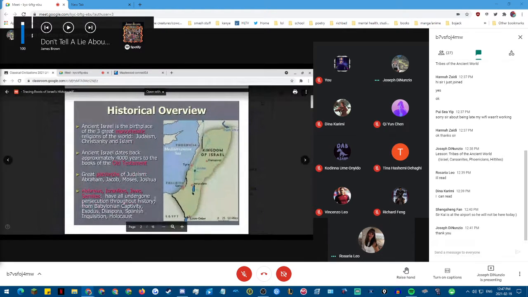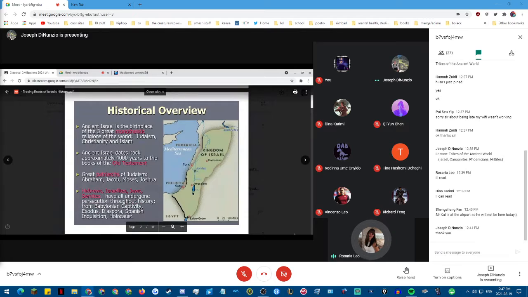Historical overview. Ancient Israel is the birthplace of the three great monotheistic religions of the world: Judaism, Christianity, and Islam. Ancient Israel dates back approximately 4,000 years to the books of the Old Testament. Great patriarchs of Judaism: Abraham, Jacob, Moses, and Joshua. Hebrews, Israelites, Jews, Semites, all have undergone persecution throughout history, from Babylonian captivity, Exodus, diaspora, Spanish Inquisition, Holocaust.